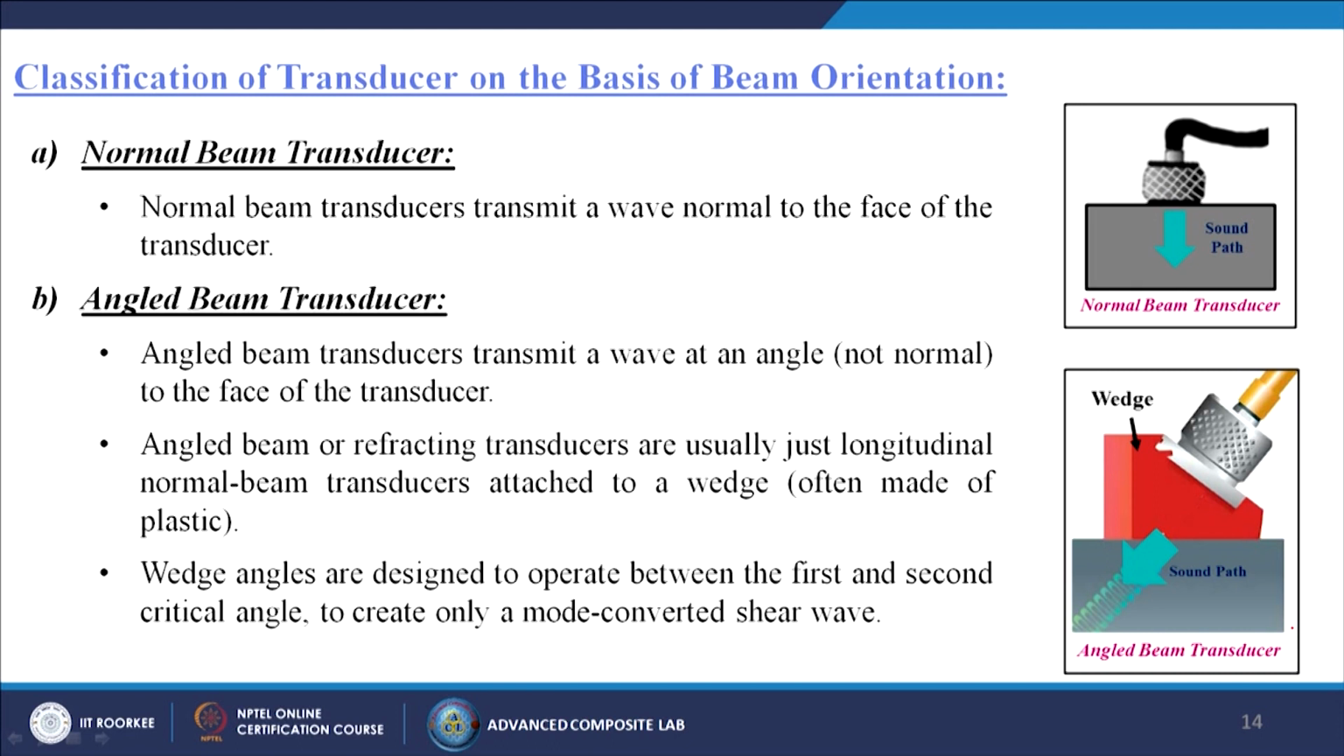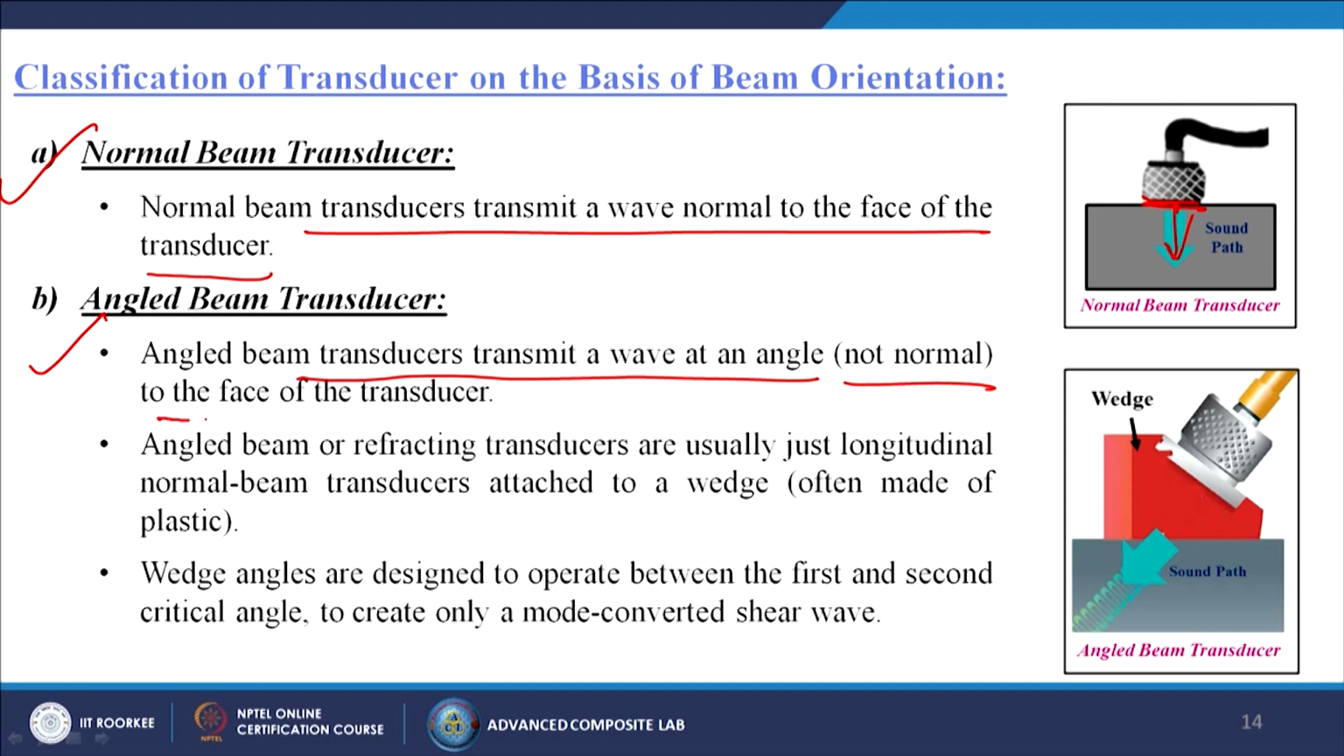Classification of transducers on the basis of beam orientations. First one is called the normal beam transducers. Normal beam transducers transmit a wave normal to the face of the transducer itself. In this case you can see that beams are coming in this direction. This is the face of the transducer. Next one is called the angled beam transducers. Angled beam transducers transmit a wave at an angle not normal to the face of the transducer. Now we have one wedge and the sound path is coming in this direction, not like the normal. So, it is creating a certain angle there.